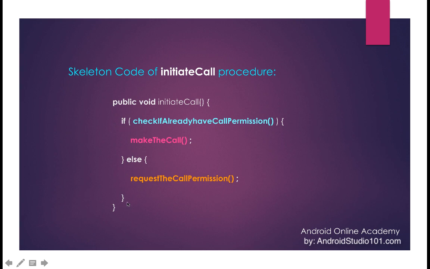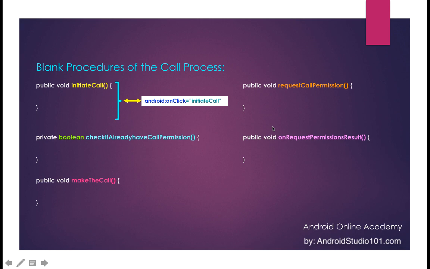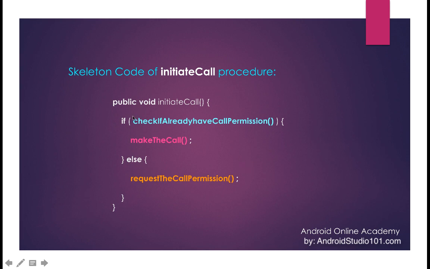So we use an if else statement. If check if already have call permission. So we have a Boolean procedure named check if already have call permission. We pass that as the one to be checked by the if. All we need to do is put the name of the Boolean procedure inside the parentheses of the if. No need to put anything else because this is already a Boolean procedure, and by calling that, it passes to us either true or false.